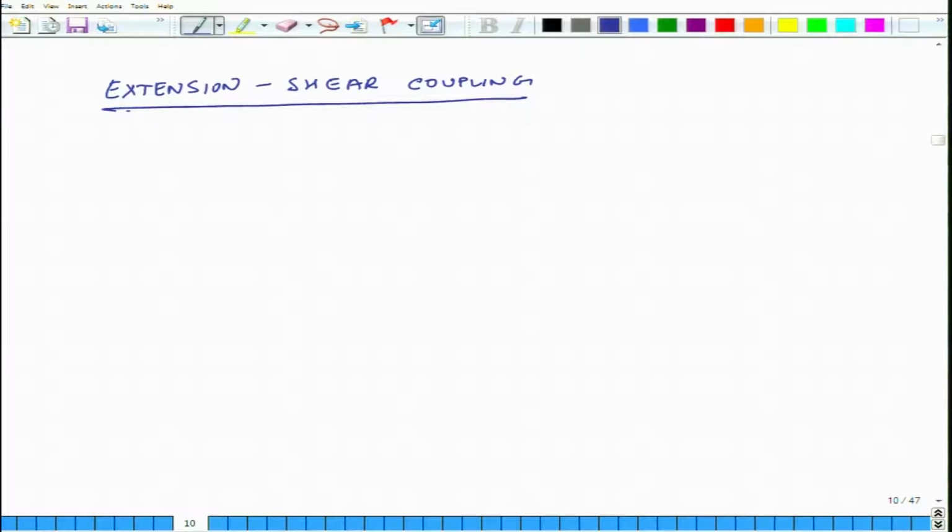Extension shear coupling. Now, we said that this kind of coupling happens when A16 and A26 are not equal to 0. So, if I want to eliminate this coupling, then what do I do? I have to make sure that A16 and A26 are 0. Now, A16 is what? It is equal to the sum of Q16 bar for kth layer times thickness of kth layer, and k is equal to 1 to n.